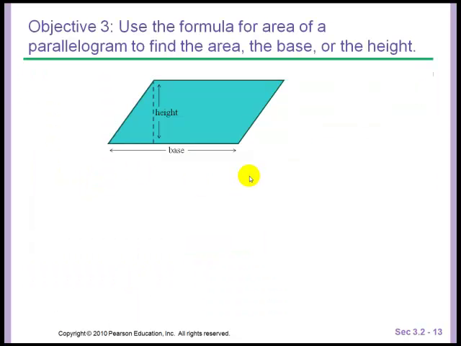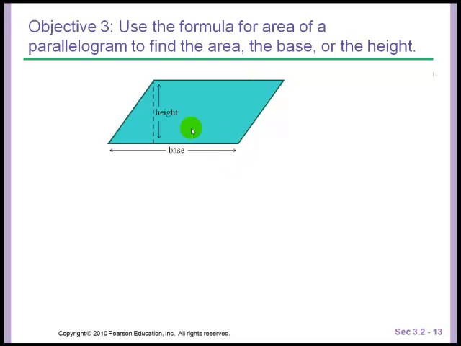Objective 3. Use the formula for area of a parallelogram to find the area, the base, or the height. Here is a parallelogram. A parallelogram has two sets of parallel sides. Notice they are not necessarily right angles. If they were right angles, it would be a rectangle. A rectangle is also a parallelogram, but not all parallelograms are rectangles.